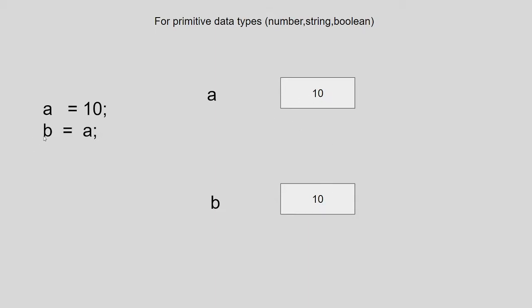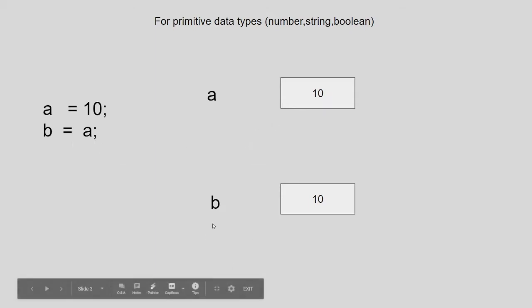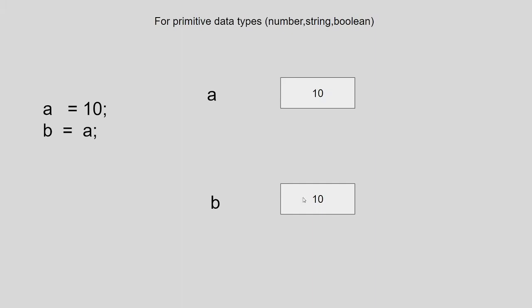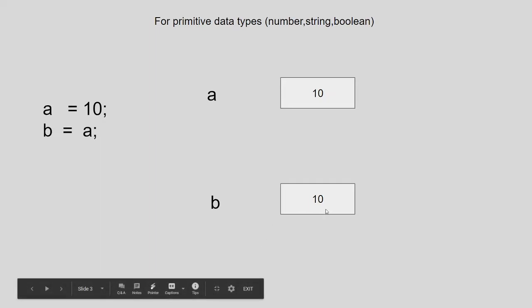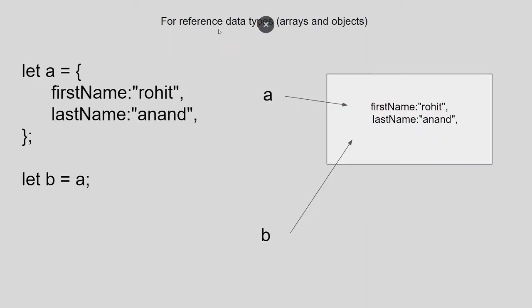So if I modify b, suppose I define b with some other value, b is equal to 20, this will not change a, it will just change the value of b. So primitive data types can be number or string or boolean value. Let's jump into reference types, so you'll get what I'm trying to explain, that how is it different.